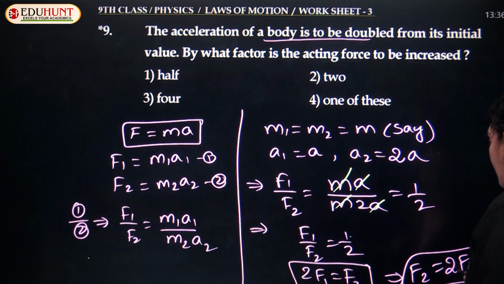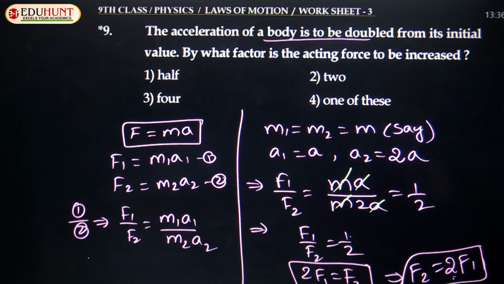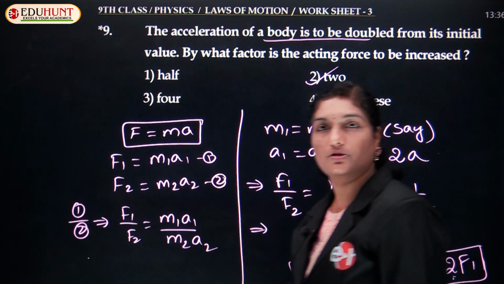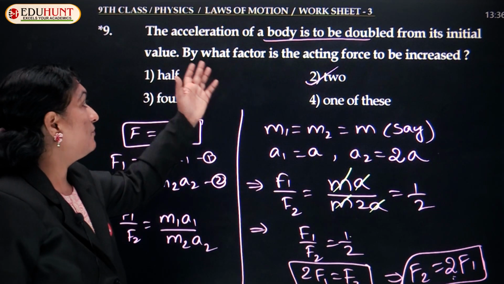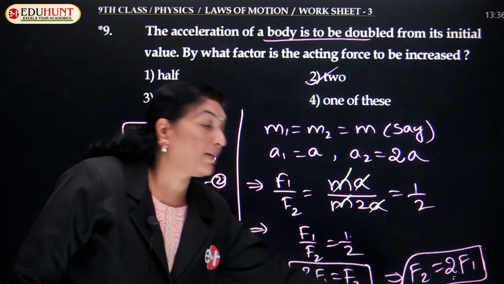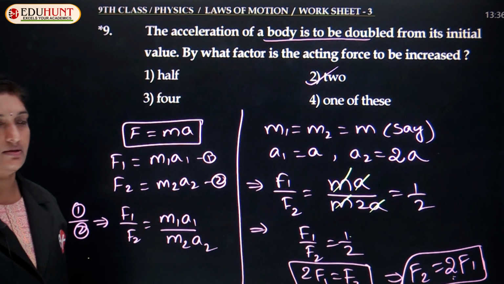So how much did it become? It became twice, 2 times. So the correct option must be option 2. By what factor is the acting force being increased? It increases by 2 times.